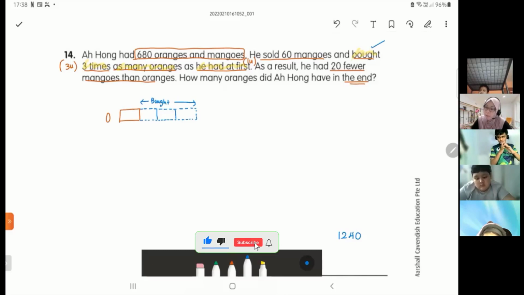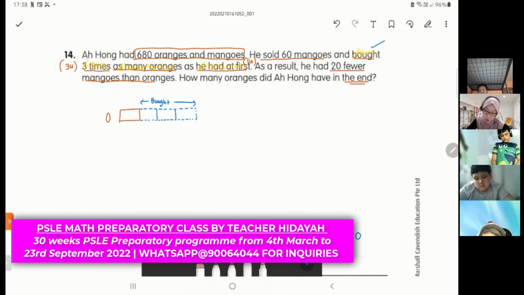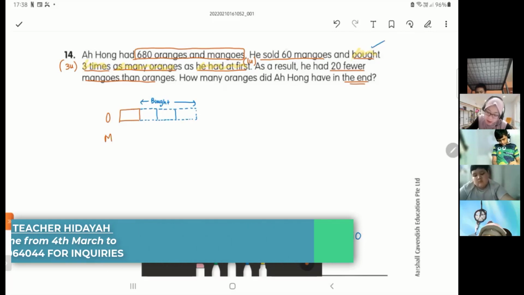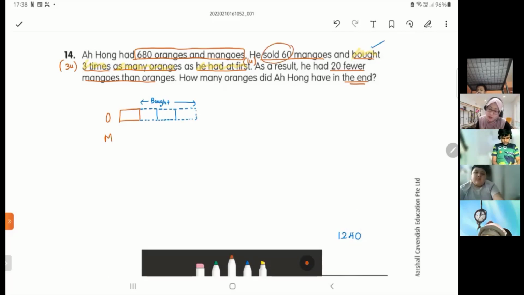Then for the mangoes, he sold 60 mangoes. So now let's look at the mango. I know he sold 60 mangoes, but how many should I draw? As a result, he had 20 fewer mangoes than oranges. So which means the mango and the oranges are almost the same, only that my mango is 20 mangoes short. Okay?